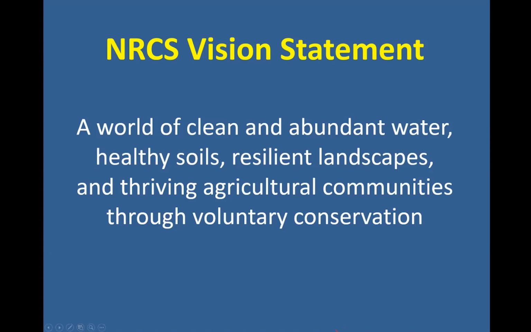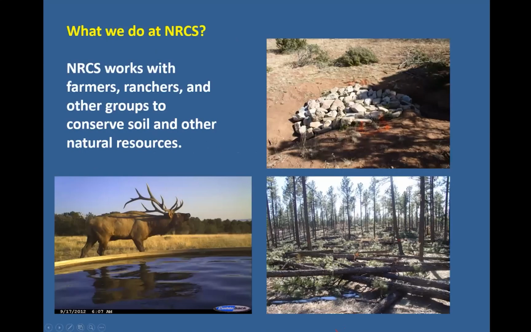Next slide, please. So what do we at NRCS do? We work with farmers, ranchers, and other groups to conserve soil and other natural resources. And these are just examples of some of the practices that we do. We're not going to get into a lot of detail, but they vary across almost any natural resource that we have out there. We have a resource concern, and we also have what I call a toolbox of practices that we can use to help improve or address that resource concern that you may have.